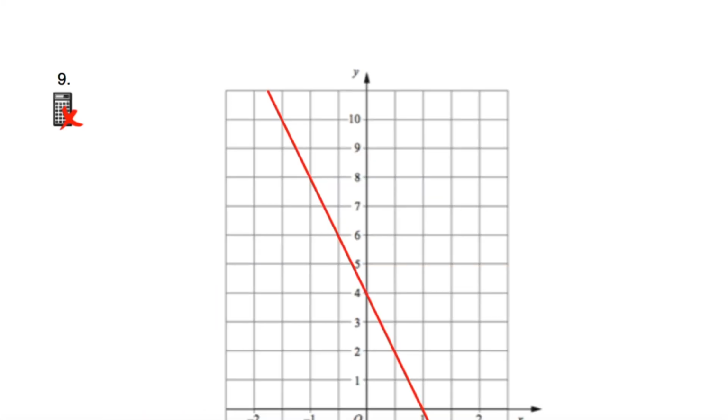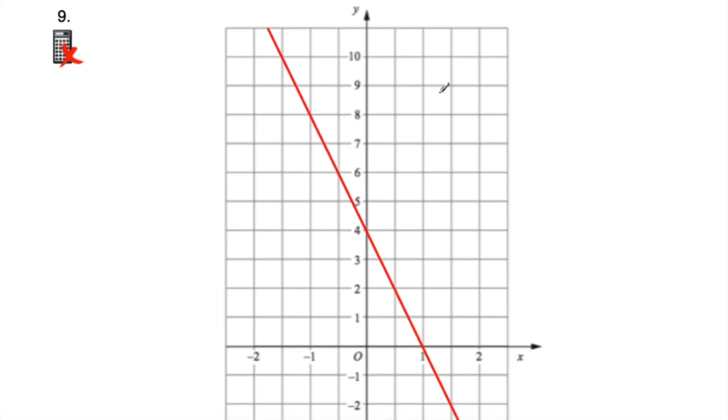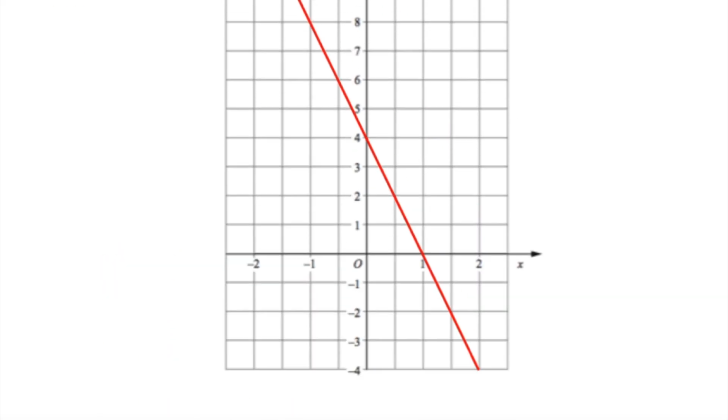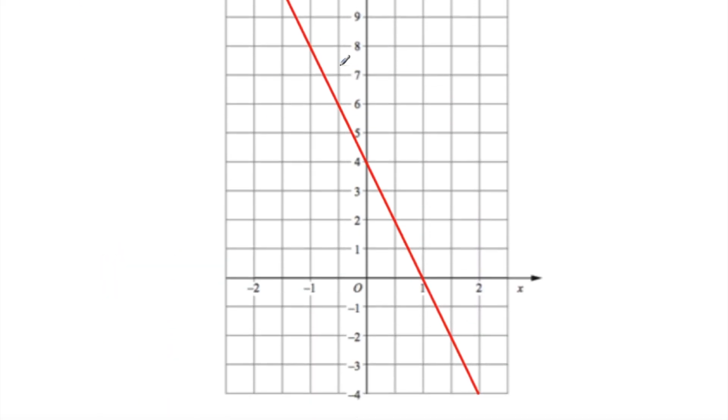Okay, let's look at our next question, question number 9. We've got this grid and this line, and the question says to find the gradient of the line shown. Let's find 2 points on the line. I'm going to choose the point (0, 4) and the point (1, 0), and I'm going to make a little right angle triangle like so. Also, the line's going downwards, so it's going to have a negative gradient.